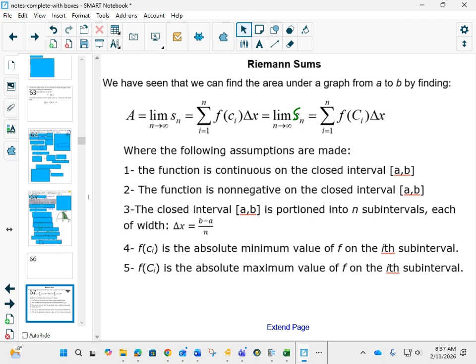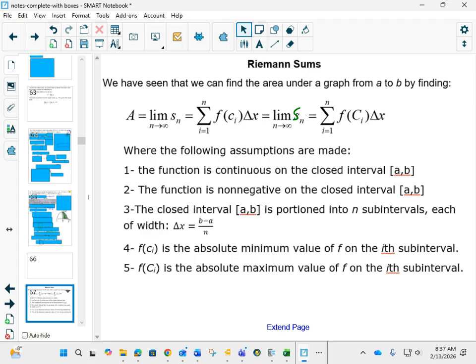If the area is equal to the limit of the lower sums, and that's equal to the limit of the upper sums, Riemann was like, this is complicated, because if you're doing the work and you wanted to do a bunch of it, it gets complicated because sometimes it's the left side, sometimes it's the right side. Okay? So we also are going to list the following assumptions that have to happen for this to work.